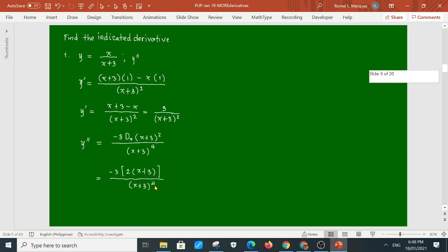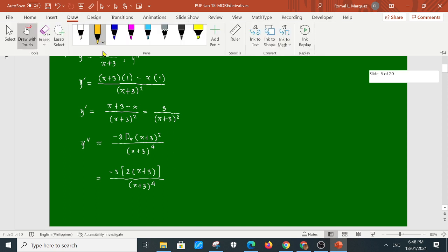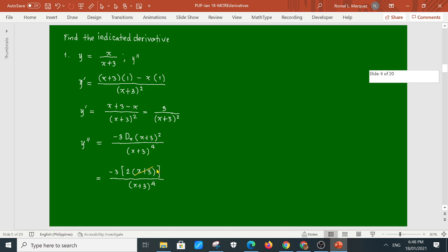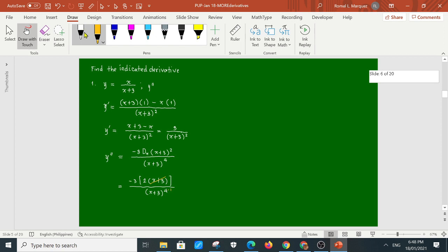Okay, so from which we can cancel... what can we cancel, guys? We can cancel x plus 3, then minus 1 here. So that gives us negative 6 over x plus 3 quantity to the third. Okay? That is the second derivative, which is what we want.